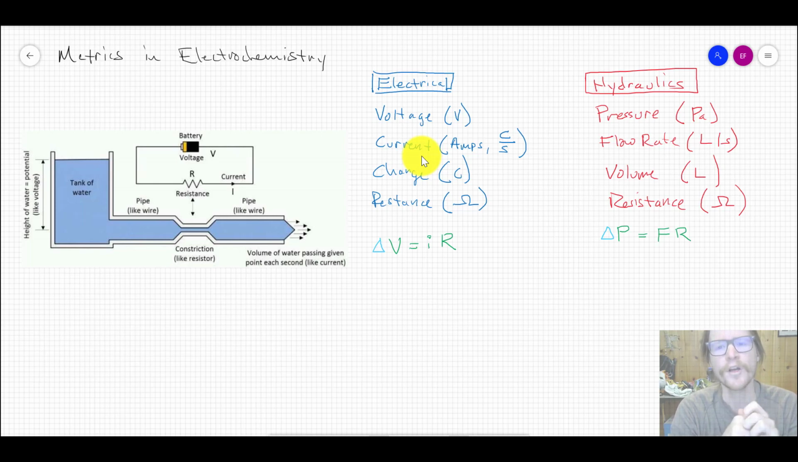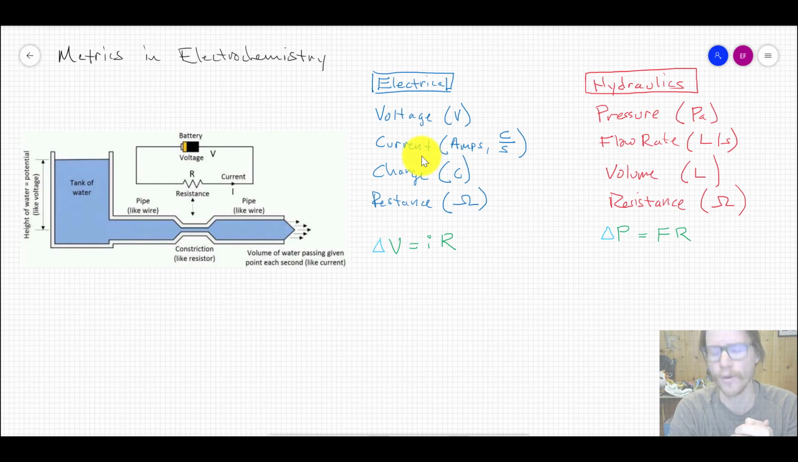So what I like to do, and I'm not the only one, is to relate some of the metrics used to describe electrochemical systems, things like voltage, current, charge, and resistance, to something that you might have a little bit more intuition about, and that's hydraulic systems. And by hydraulic, I mean water flowing in a pipe.